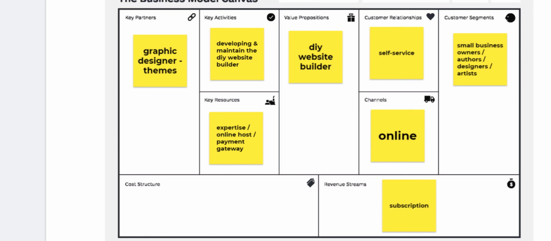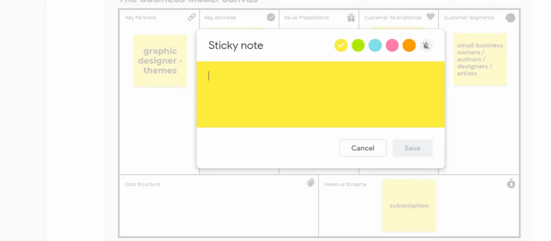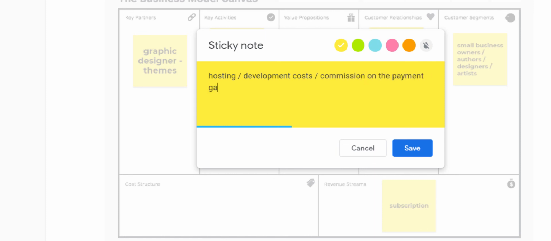What are the costs going to be? Let's have a look a bit at the costs. So what is it going to cost us? We're going to pay hosting fees. We'll pay some development costs. We'll pay, what else? We'll pay commissions on the payment gateway. And let's stick to those for now. Save.